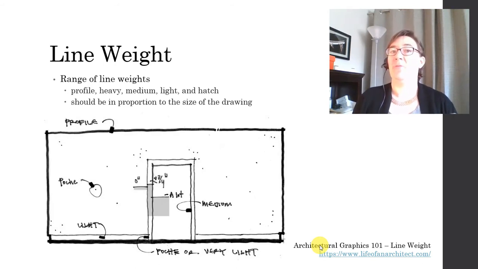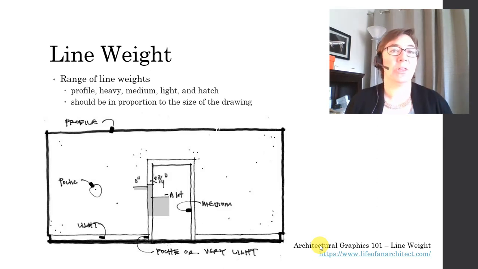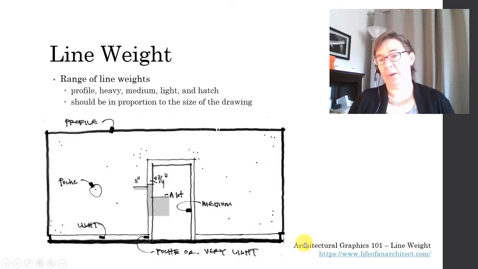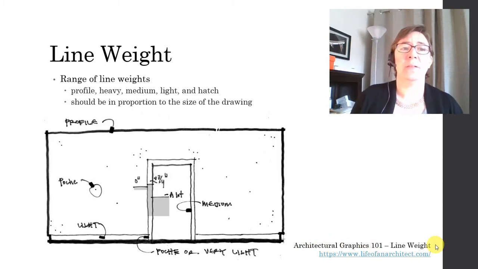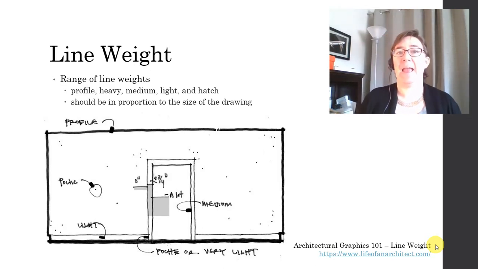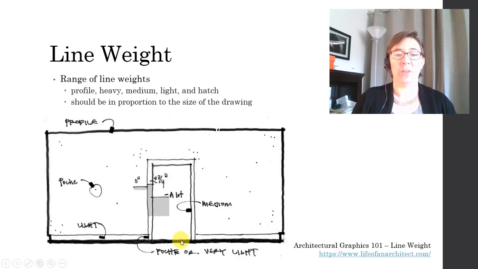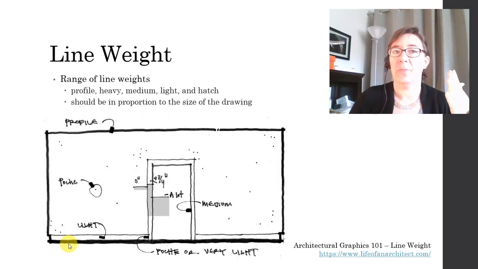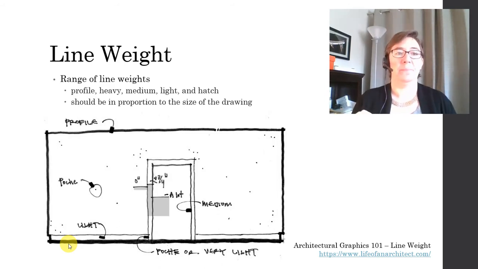Your drawing should have a range of line weights, again, to add that communications capability and ease of reading the drawing. The article that I had you read down here, Architectural Graphics 101 Line Weights, indicates a range of line weights to be profile, heavy, medium, light, and hatch. Right, so here's an example of it. Profile is the edges, very heavy edges of items. Perhaps it's where something's been cut through. It's a very thick line.